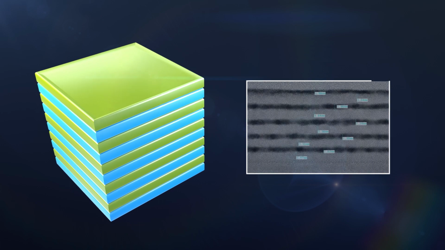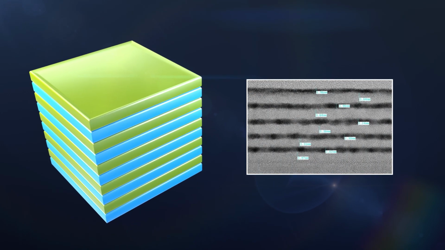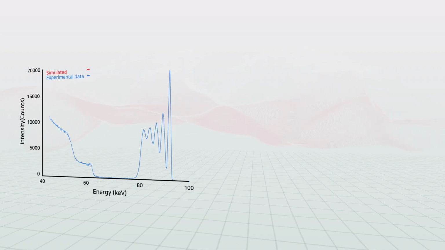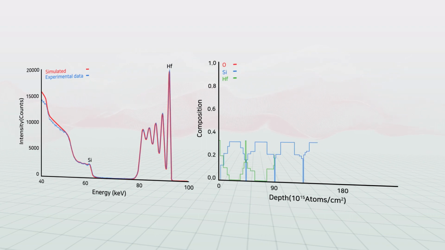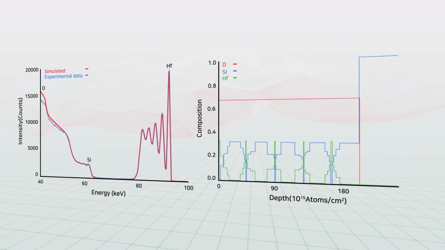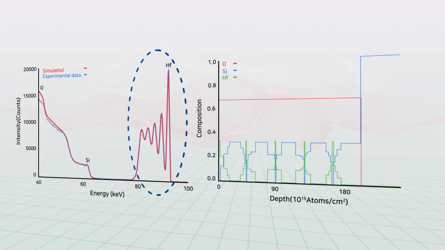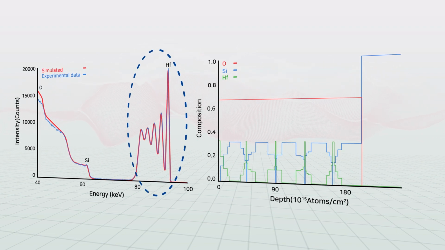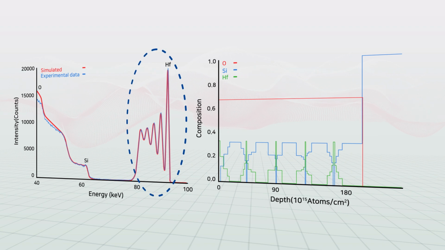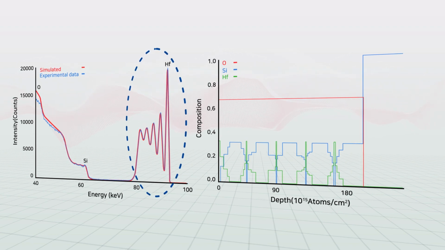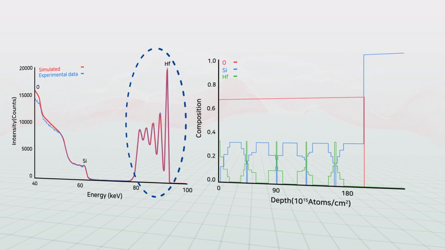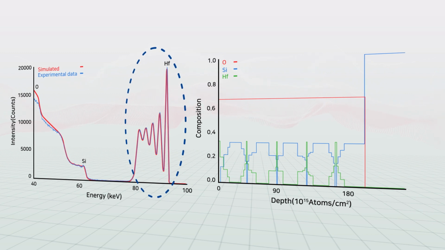MEIS can measure compositional depth profiles not only as a single layer, but even when multiple stacks of nano-thin films are formed. This graph is the MEIS spectrum of a multilayer film in which 2 nanometers thick hafnium oxide and 3.5 nanometers thick silicon oxide are repeated 5 times. As can be observed from the graph, the analysis results indicate a clear distinction between the layers.